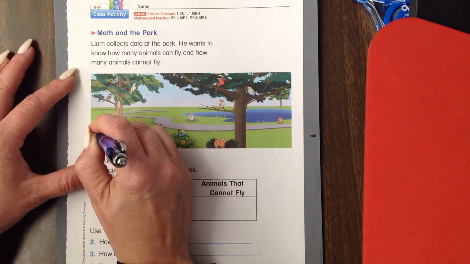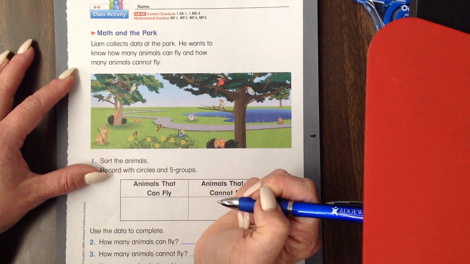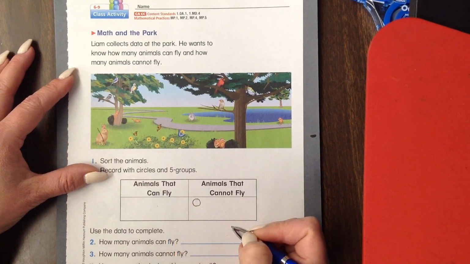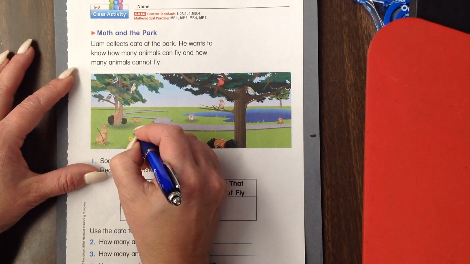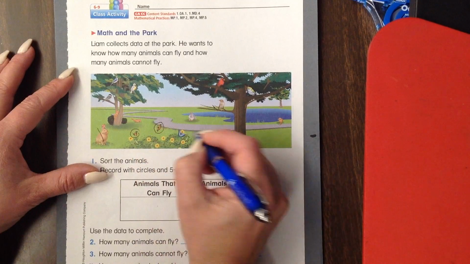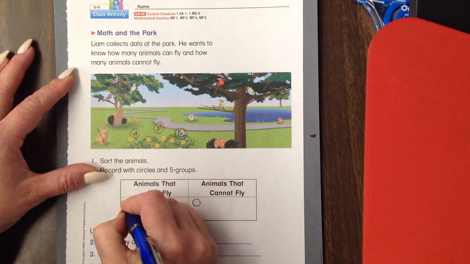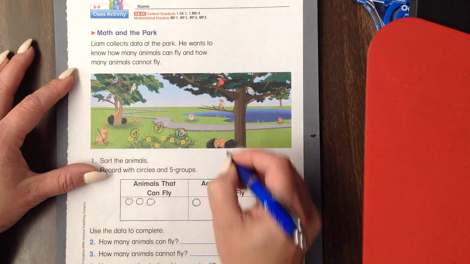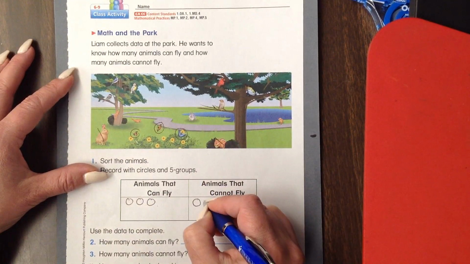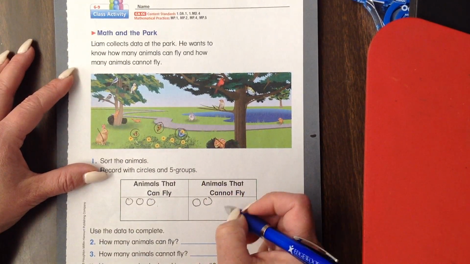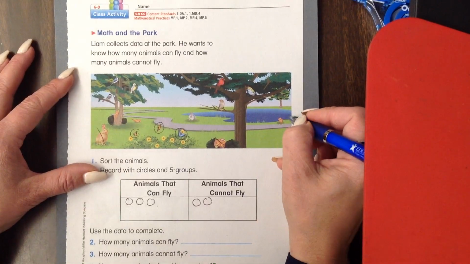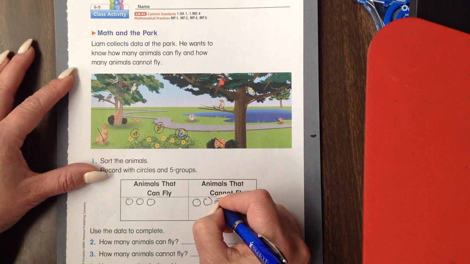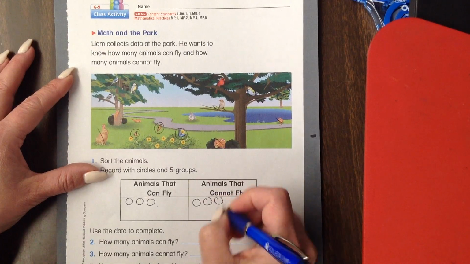Alright, so I see a bunny here. That's one that cannot fly. Okay, I'm going to put it over here. I see 1, 2, 3 butterflies. Those can fly. I see a squirrel right here that cannot fly. I see over here, looks like a mouse or something. Maybe it's another squirrel that cannot fly.